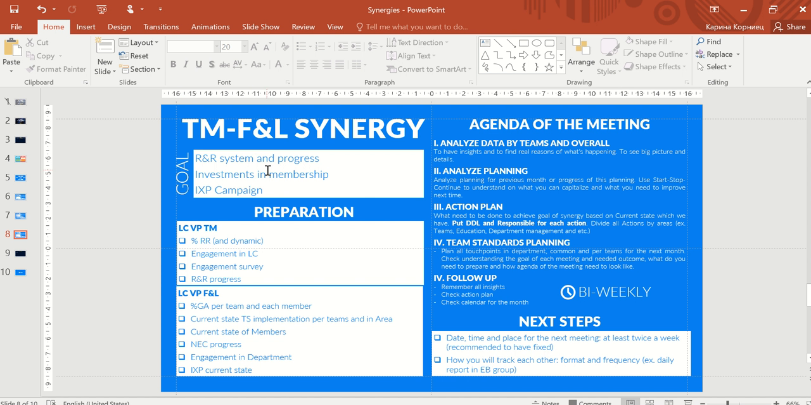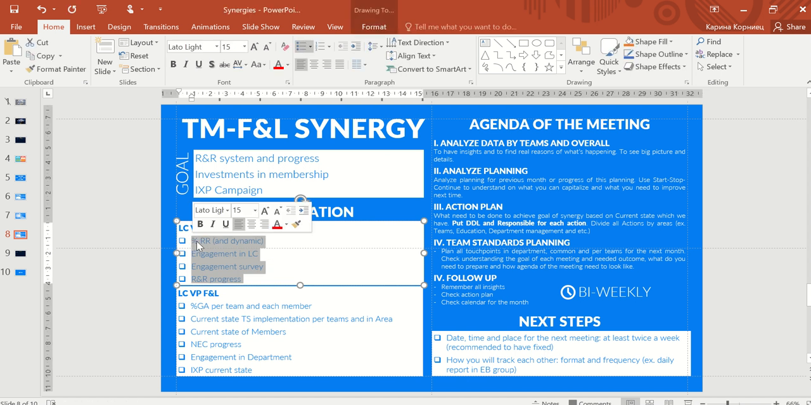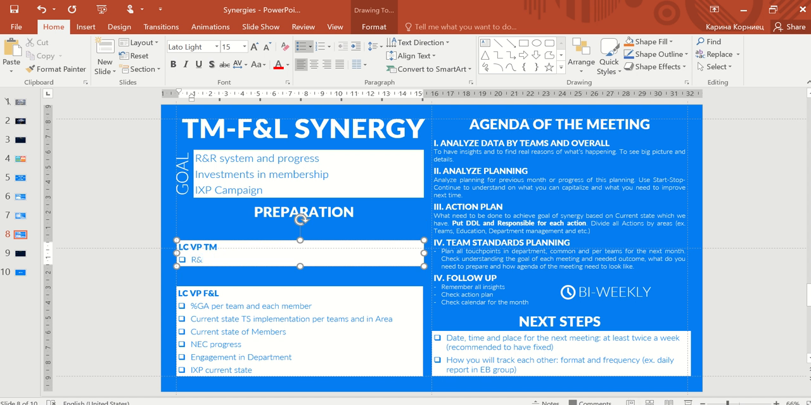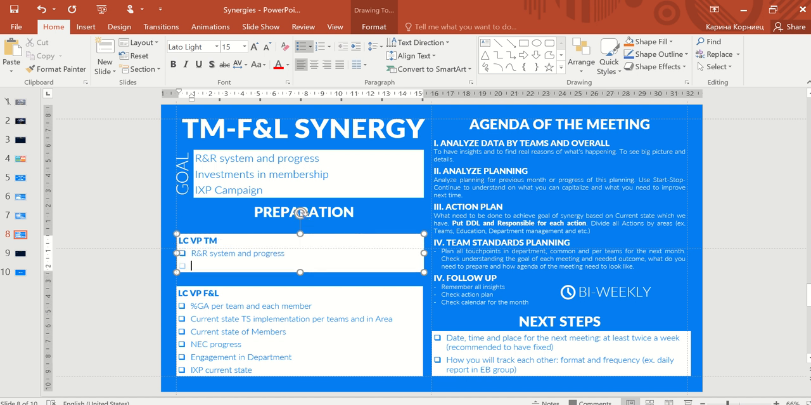Something else in the goal, or we can move? Okay. I think we can move. Amazing. From TM side, what should be prepared before? The system, like we are in charge of doing it. And also the progress. What else? I think if we are working on XP, there should also be XP progress as well, because when you're doing discounts, it's some losses, so finance should know about it.